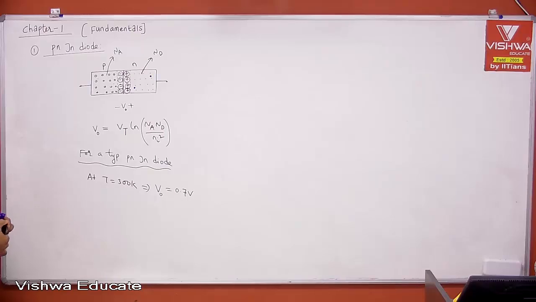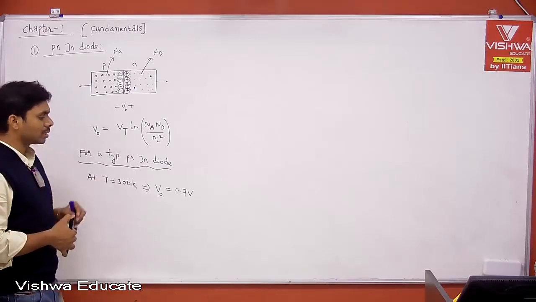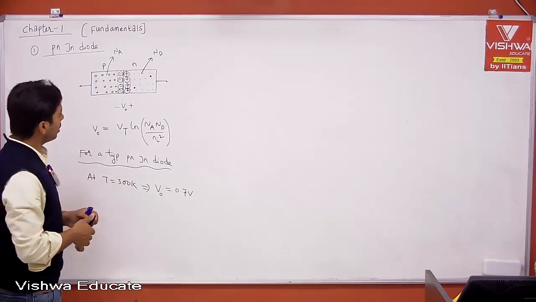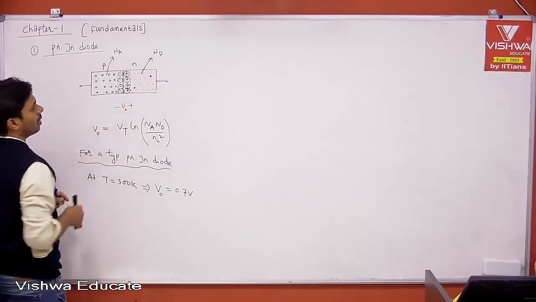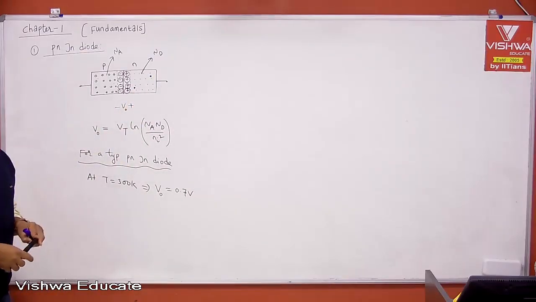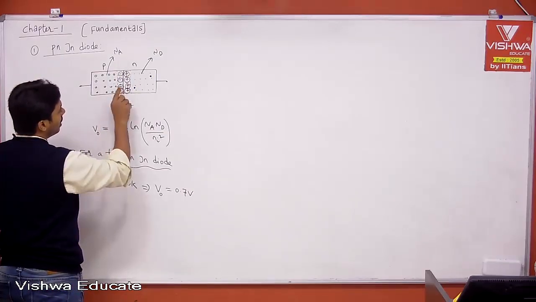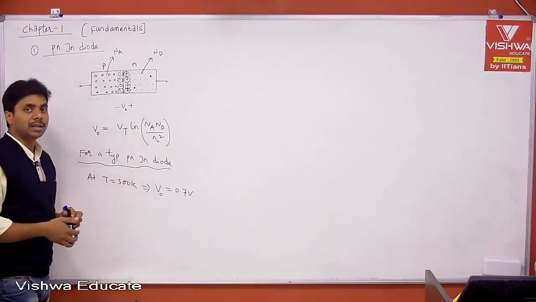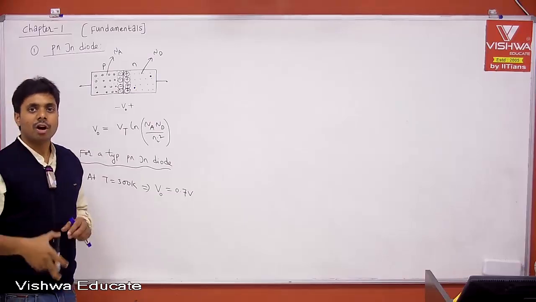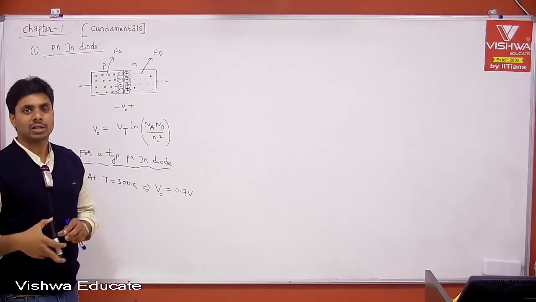That's why people say the cut-in voltage of a p-n junction diode is 0.7. Remember, when you apply a forward voltage, the depletion region is what acts as a barrier for the forward bias voltage you are applying externally.